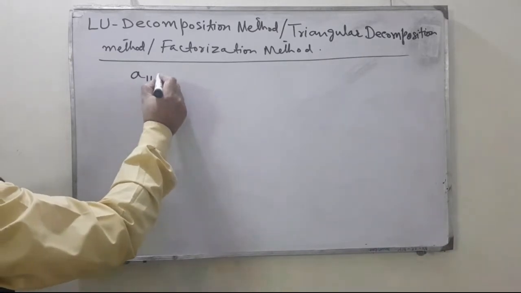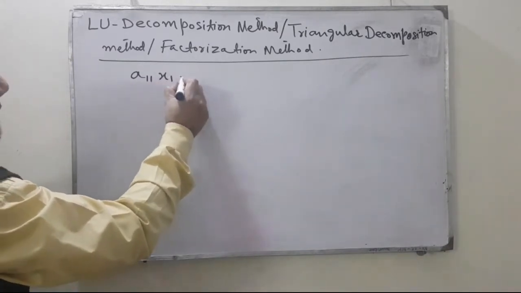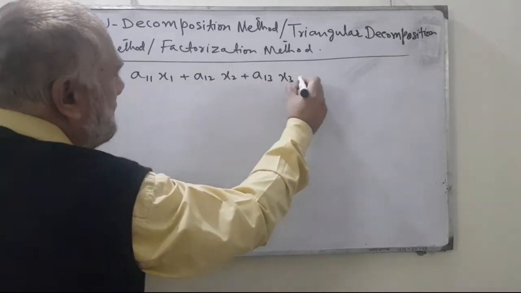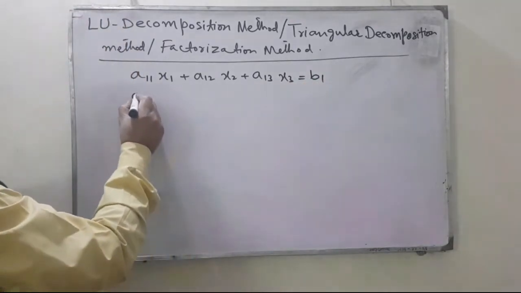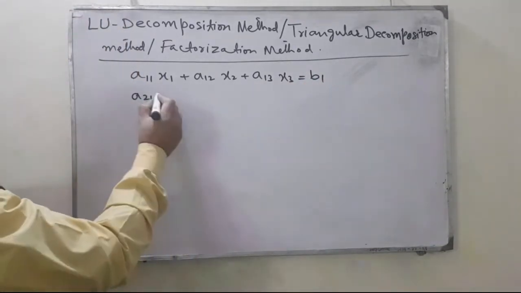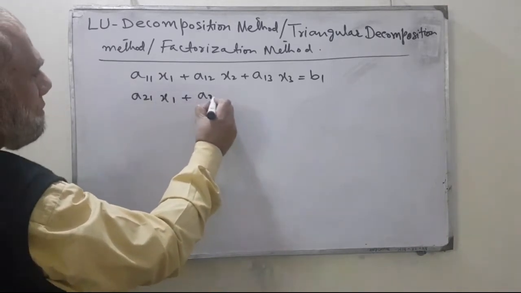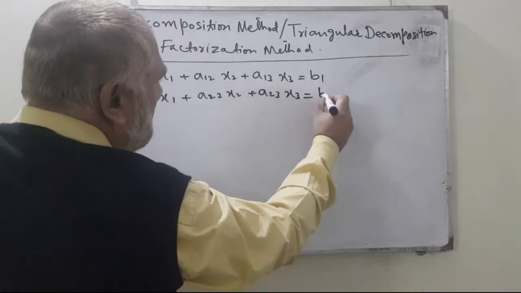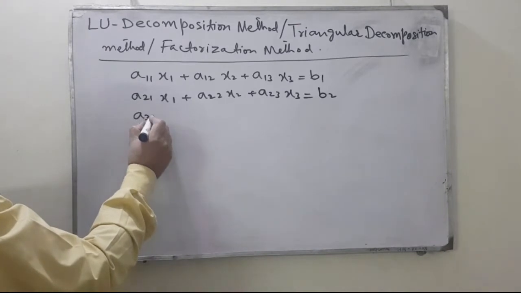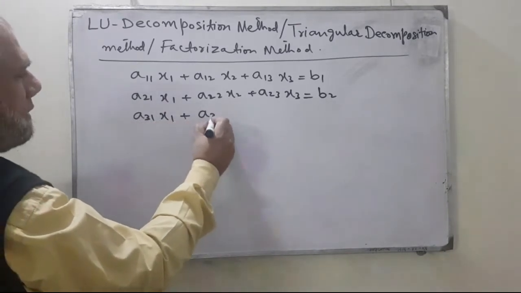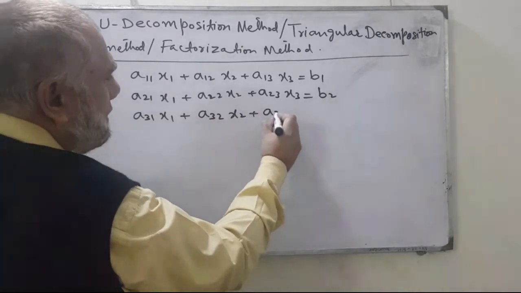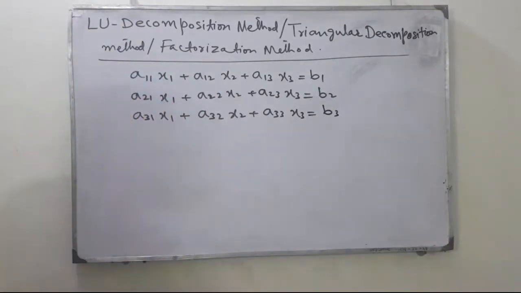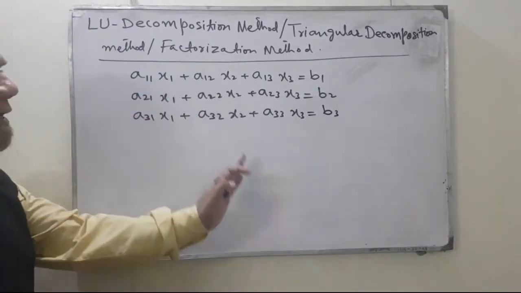Suppose we have a set of linear equations, say a11x1, a12x2, a13x3 is equal to b1, a21x1, a22x2, a23x3 is equal to b2, and then a31x1, a32x2, a33x3 is equal to b3. So suppose we have a system of three linear equations with three unknowns.